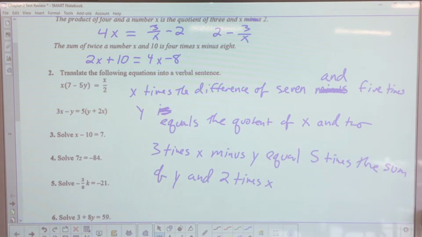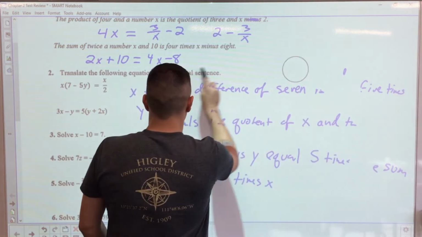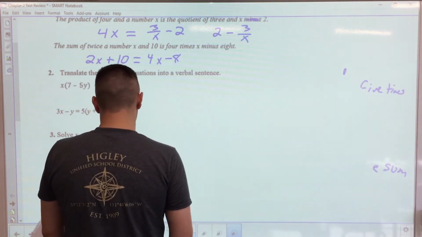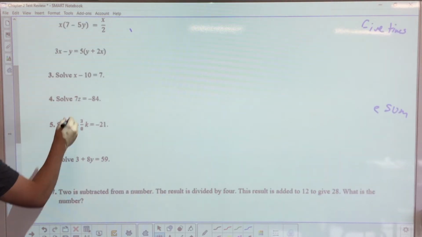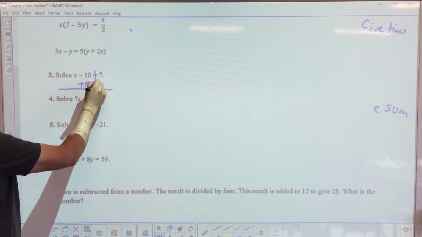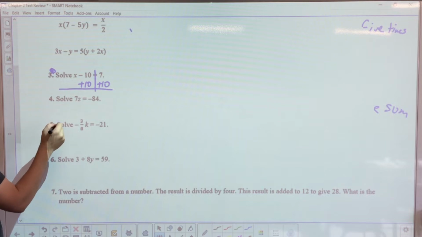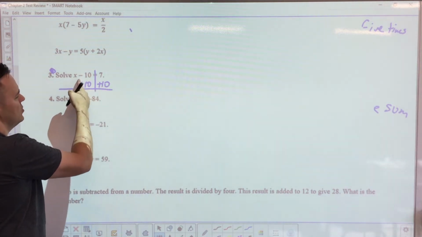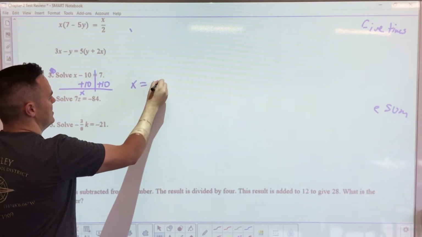I know that's a lot of stuff to write down, but I do have to erase it so that I can show work. All right, number 3, solve. So remember, on our equations, ladies and gentlemen, you just add 10 to both sides on this, and you will have to show work. This one doesn't have an asterisk by it. So this becomes x equals 10 plus 7, so x is 17.